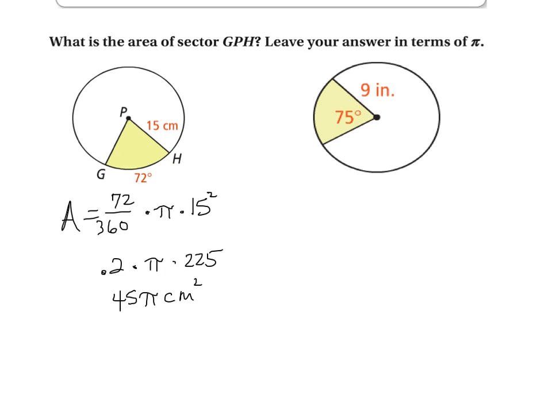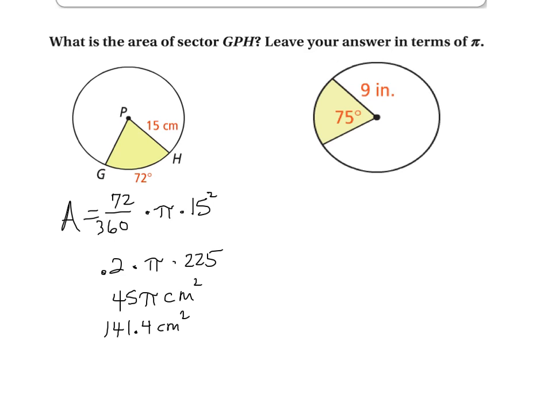That's if you want your answer in terms of pi. If you want your answer as a decimal, you take that times pi, and rounded to the nearest tenth would be 141.4 centimeters squared. Very similar to finding arc length, but it is a little bit different. You're not using circumference, you're using the area. So for the area of the second sector, what I want you to do here is hit pause, see if you can figure this out, and then hit play to see if you get the answer correct.